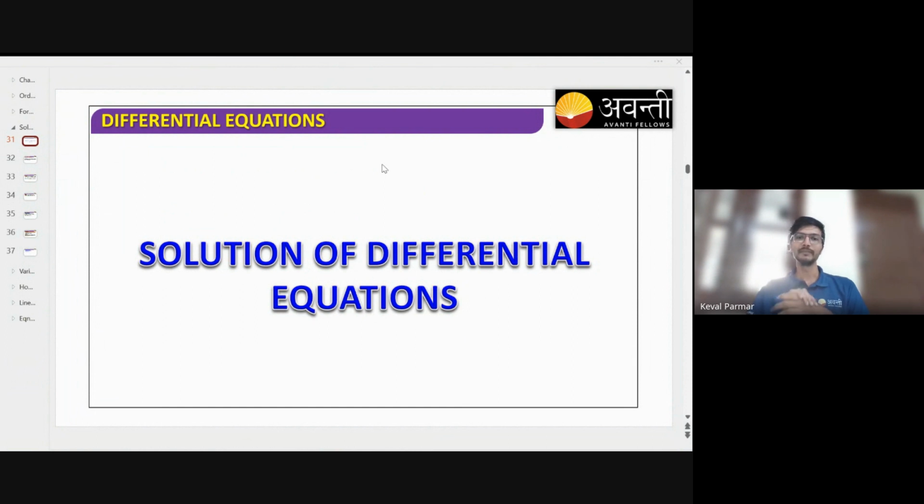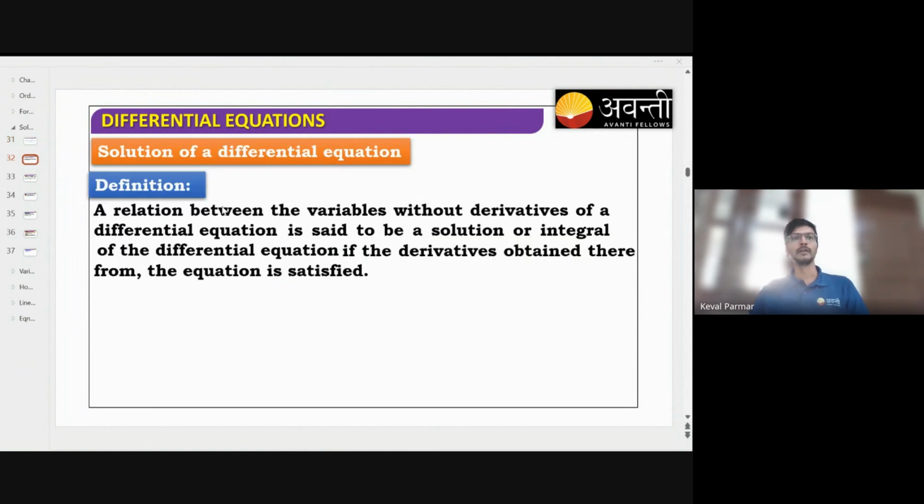So basically, let me tell you what we'll be going through today. We'll be covering the variable separable differential equations totally. Got it? Variable separable differential equations we are going to do today. So without further delay, let's start with the session. What is the solution of a differential equation?